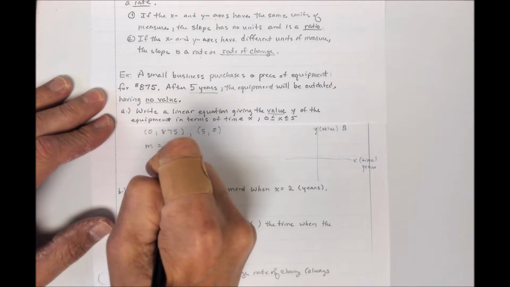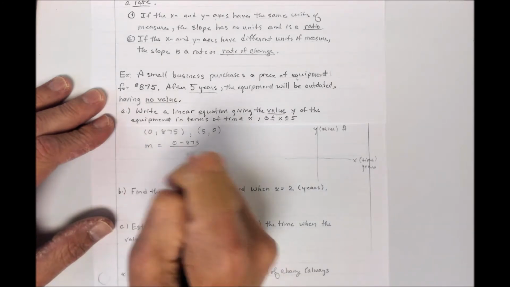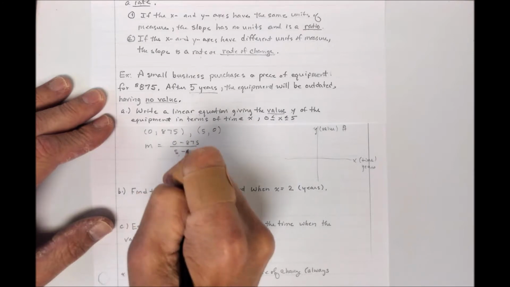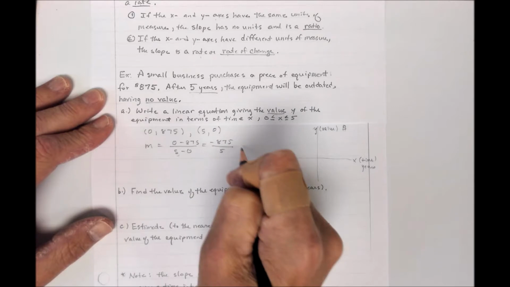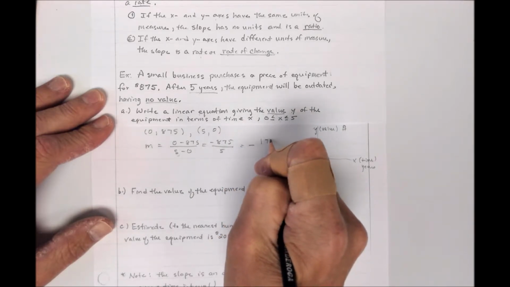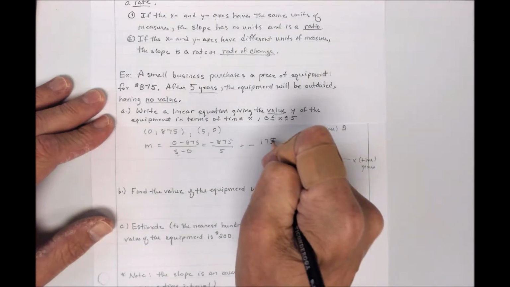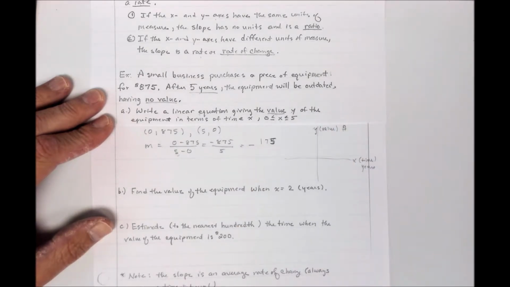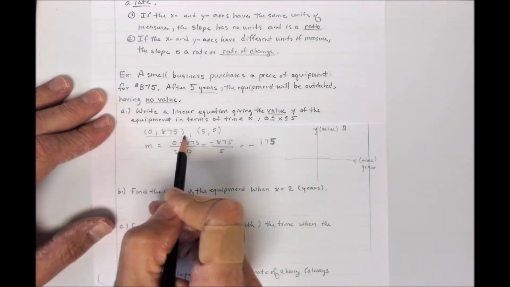This would be 0 minus 875 all over 5 minus 0. So this is negative 875 over 5, which is negative 177 if I didn't mess up. Negative 177, is that right? 175. If I could do arithmetic, I'd be just fine. So there's my slope. All right, I already have my y-intercept.